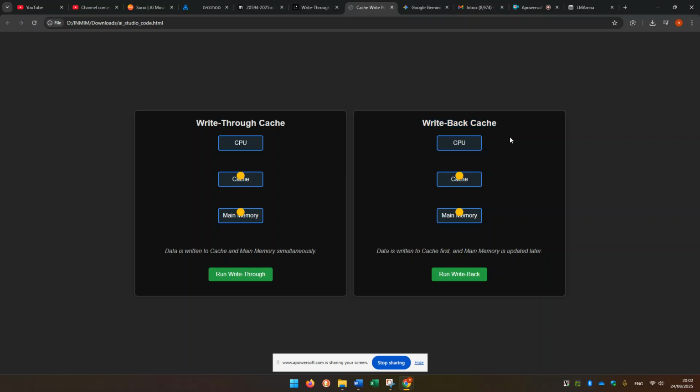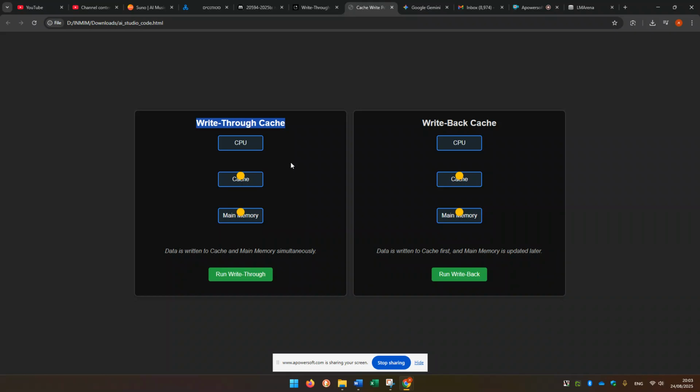How are you? Let's talk about two methods for writing to the cache from the CPU. We have the write through cache and the write back cache. For each method, we will talk about the advantages and disadvantages and how each method works. Now, let's start with the write through cache.